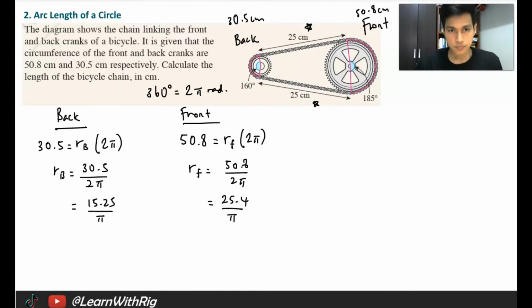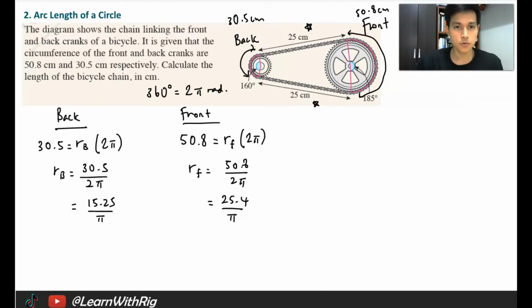So now, you already found your radius. Now you want to find this part, the arc length at this particular arc. So to find the first one, let's say we do the back first. The back 160, you must convert it to radian. 160 converted to radian is times pi over 180. And then the 185 you also have to convert. Actually, I'm not going to convert it there, I'm just going to do it all in one shot.